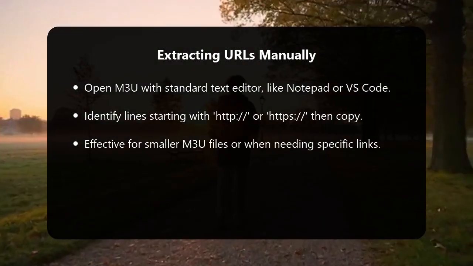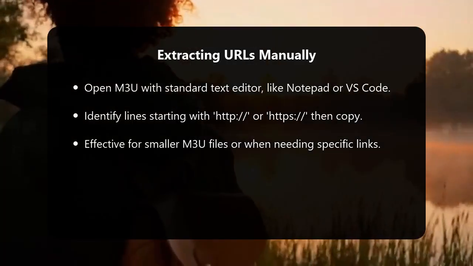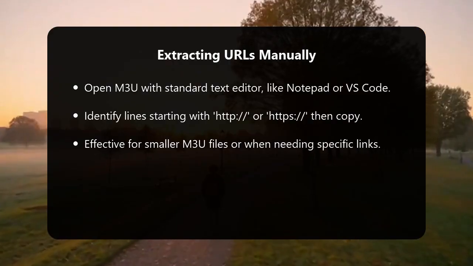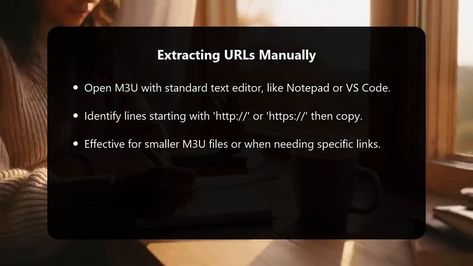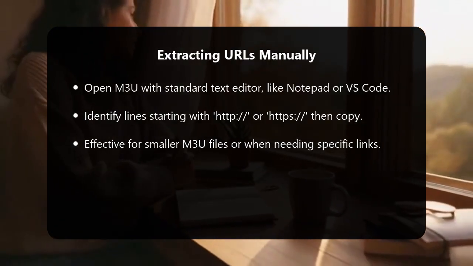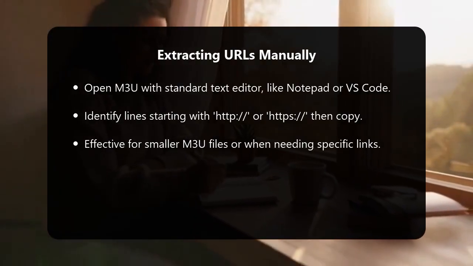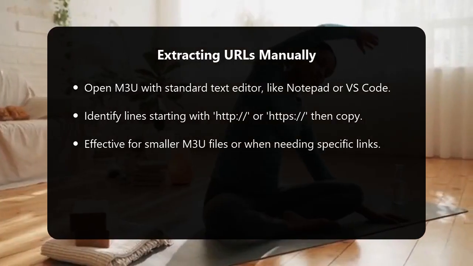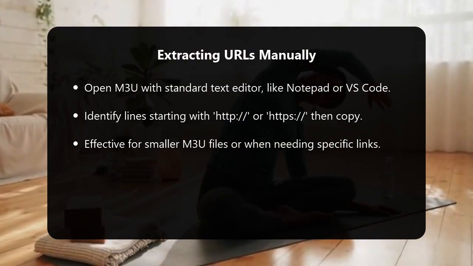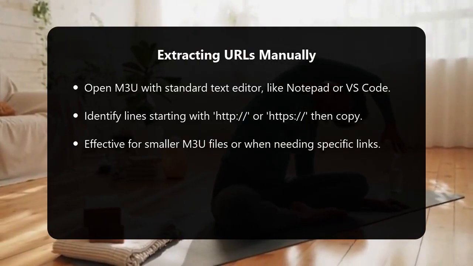This manual extraction is incredibly effective for smaller M3U files or when you only need a few specific links. However, for larger files containing hundreds or thousands of entries, manual copying becomes impractical. For such cases, several online M3U parsers or converters exist. Websites designed for this purpose allow you to upload your M3U file or paste its content directly, and they will then parse the file, presenting you with a clean list of extracted URLs.